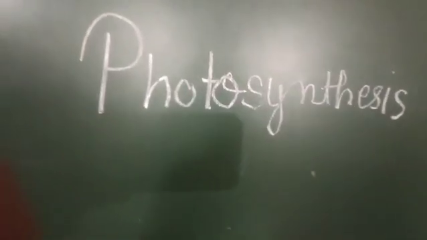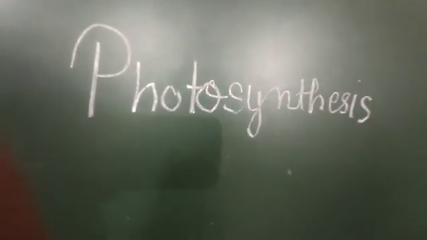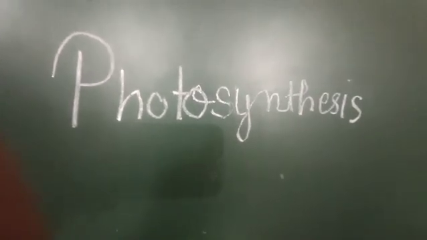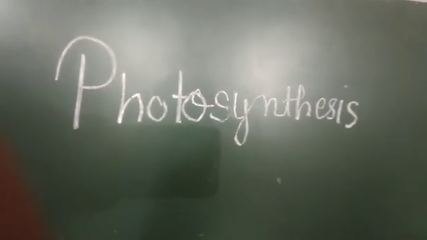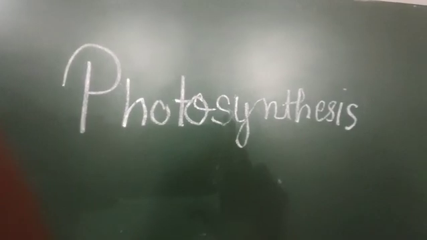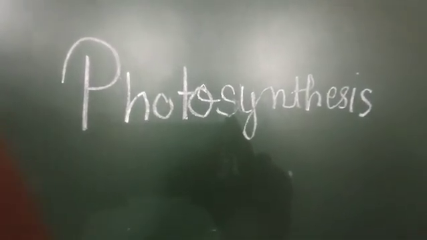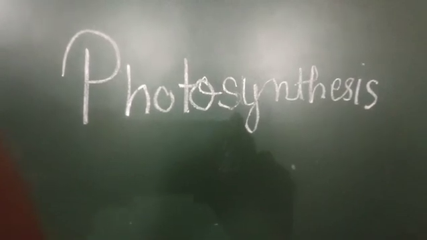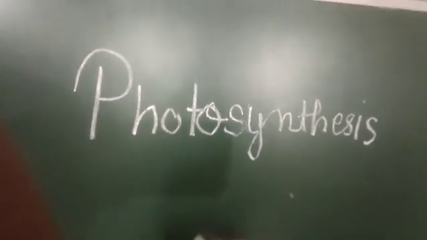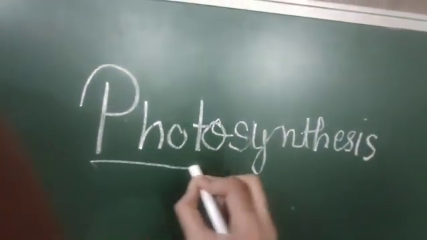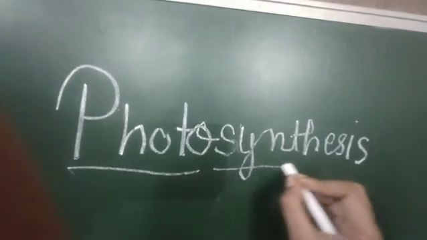In this class, we study what photosynthesis is. Photosynthesis is a process by which living organisms make their own food. The main example of an organism is plants. Plants make their own food by the process of photosynthesis. Photosynthesis is divided into two parts: photo and synthesis.